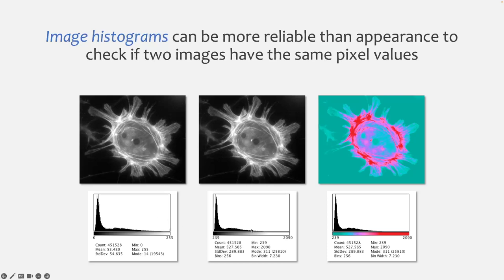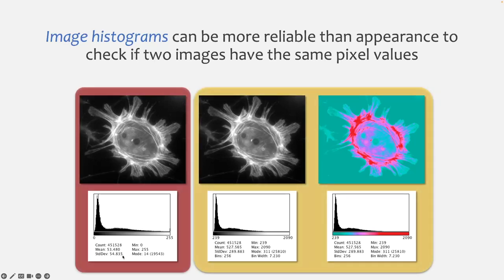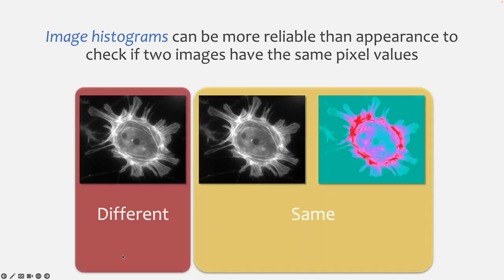And so here I've done that by generating histograms. And from that, we can see that these two images have identical histograms, which suggests that the only difference really is their different lookup tables. Whereas this image, although it looks identical to the one in the middle, the image on the left actually has been modified. And so you can recognize that in the different statistics. So the two on the right are the same and the one on the left is different.